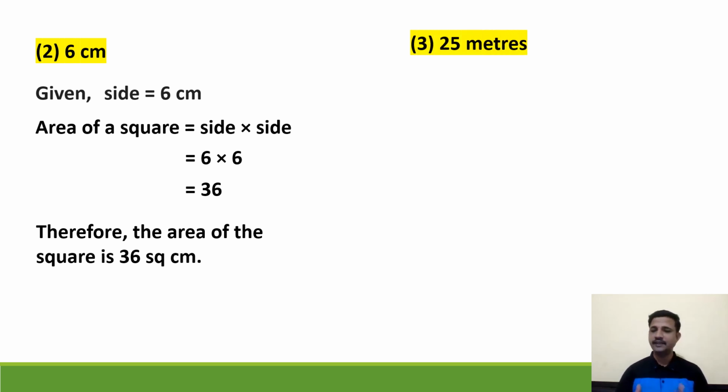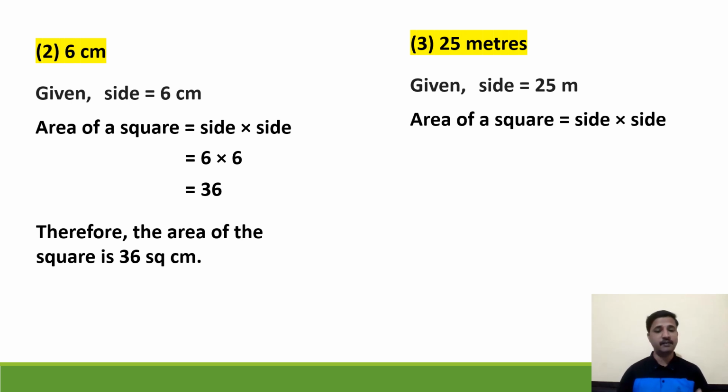Third, 25 meter. Side is 25 meter. Given side equals 25 meter. Area of square equals side multiply side. Formula is side multiply side. That is, the side is 25 meter, so 25 multiply 25. Let's do 25 multiply 25.